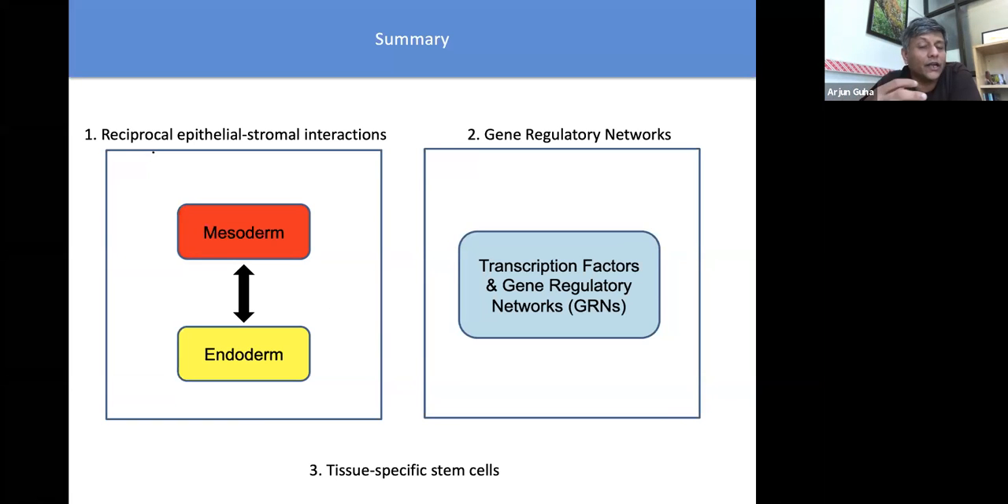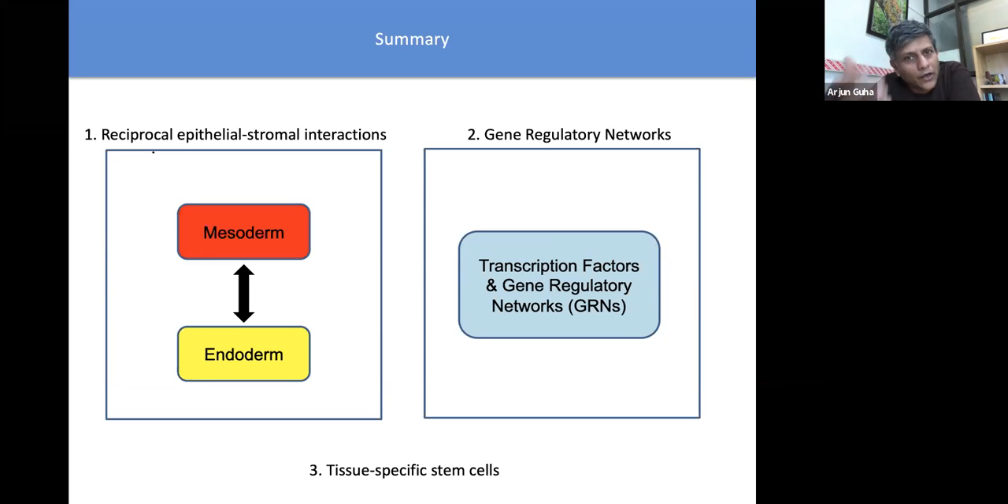It doesn't matter if you're thinking in terms of FGF10 and sonic hedgehog acting reciprocally to drive the branching morphogenesis of the lung. All of organogenesis is driven through reciprocal epithelial stromal interactions. These reciprocal epithelial stromal interactions drive, and of course are driven by, gene regulatory networks that are being established in the context of these cells.